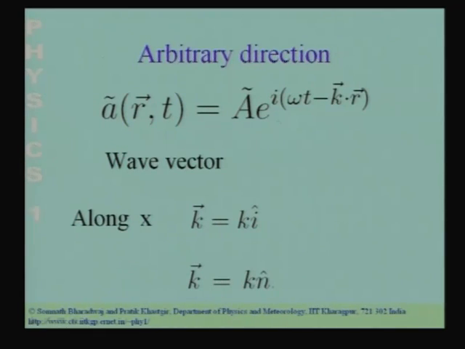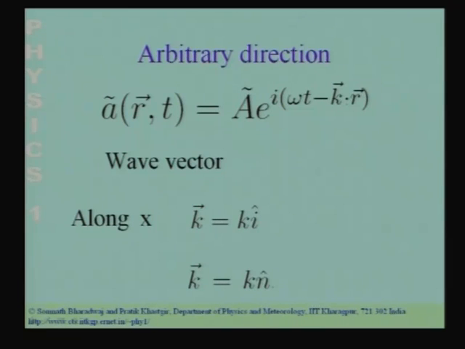You can represent a wave in any arbitrary direction as A, which is now a function of r and t. r is a vector in 3 dimensions. So, A is a function of r and t, and a wave in any arbitrary direction can be represented as the complex amplitude into e to the power i(omega t minus k dot r). We earlier had k into x, we now have replaced that by k dot r.